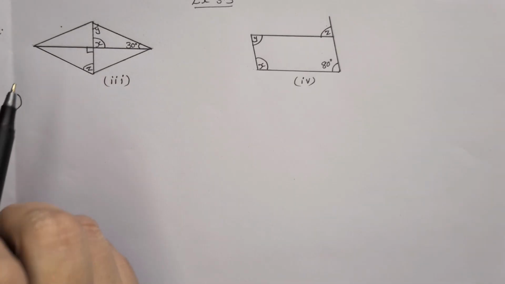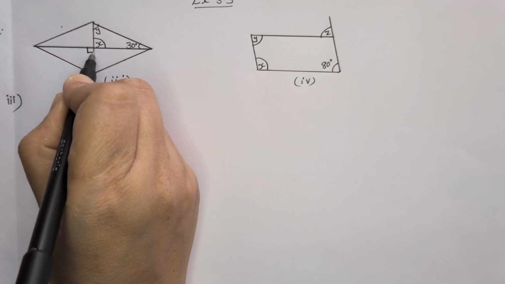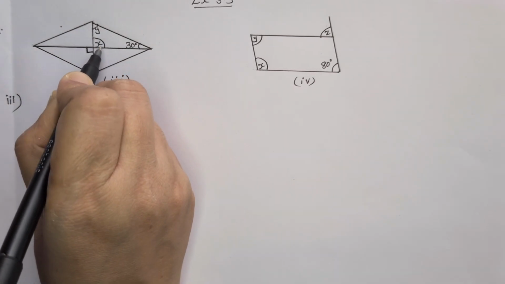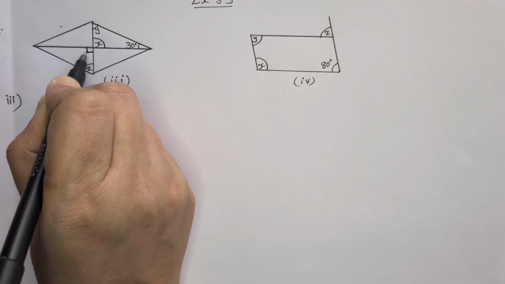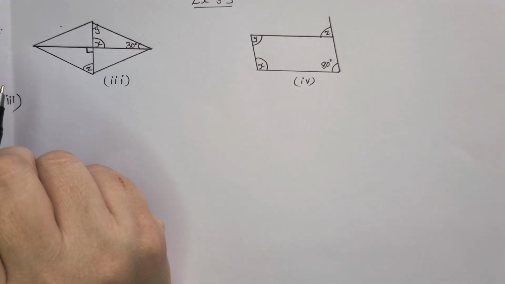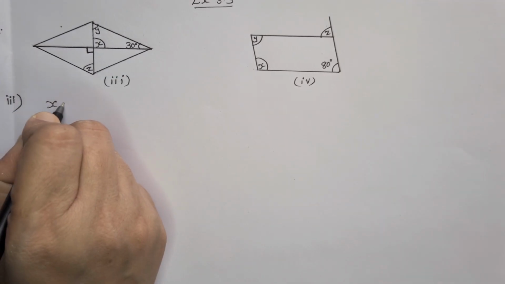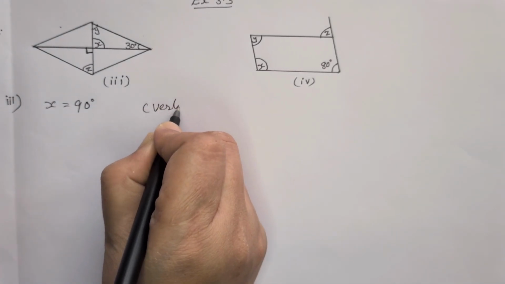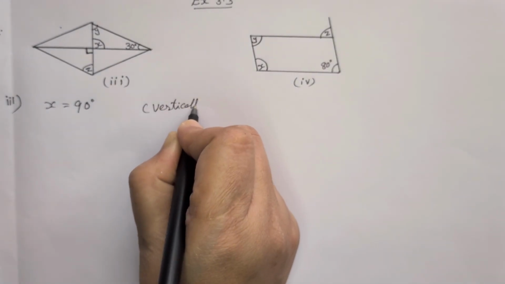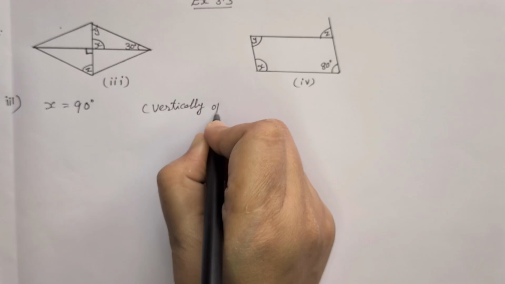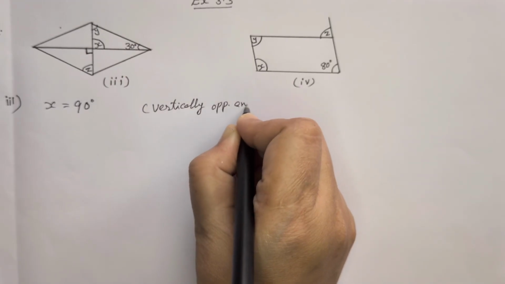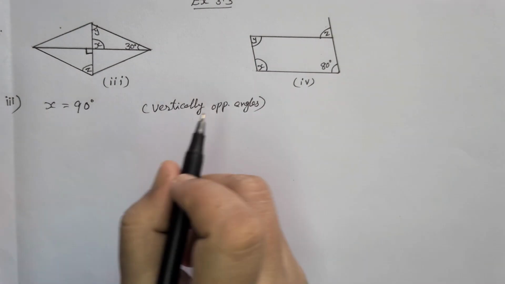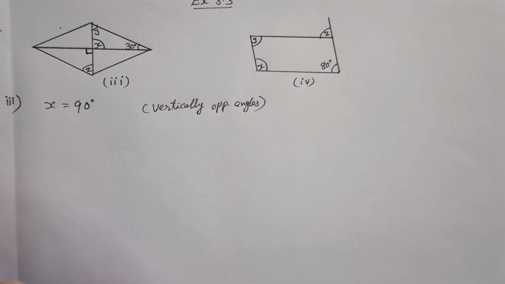Third figure. Here it is given this angle as 90 degree. Then X also will be 90 degree. These two angles are vertically opposite angles. So we can write X is equal to 90 degree, vertically opposite angles. Vertically opposite angles are equal. So X is equal to 90 degree.